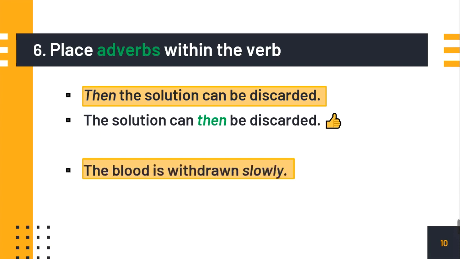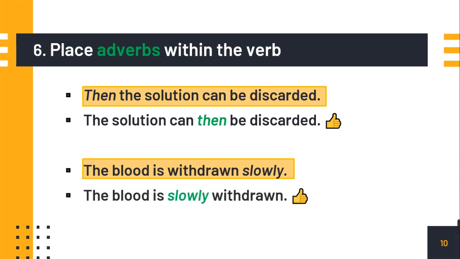And then the next example: "The blood is withdrawn slowly." How to change it into a more academic style? Yes, move "slowly" in between "is" and "withdrawn", and it becomes "The blood is slowly withdrawn." So it is simply by moving the adverb within the verb, which goes directly after the first element of the verb. So this is the end of the first part of the grammar of academic writing.